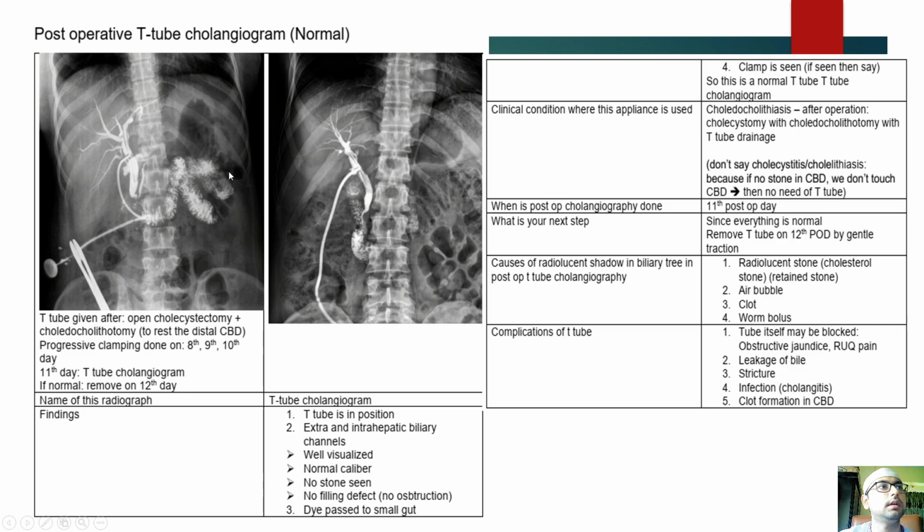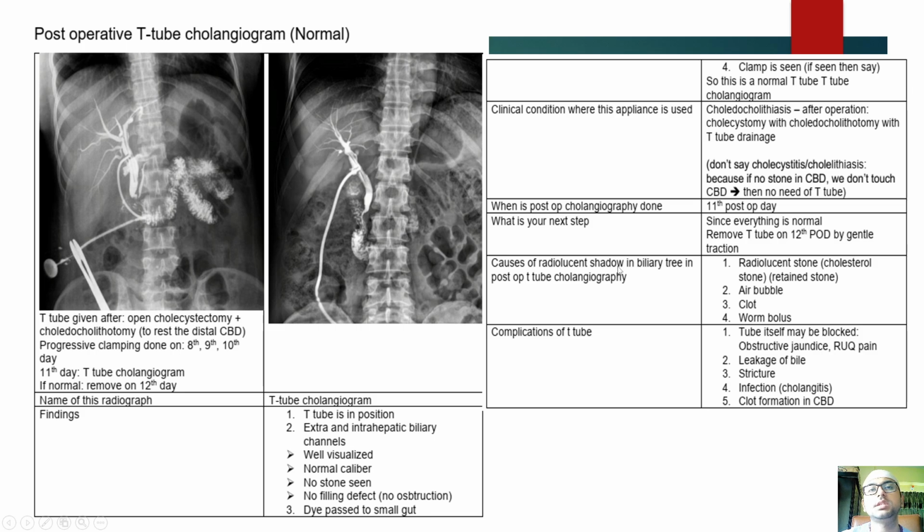So where is this investigation usually performed? After cholecystectomy with choledochotomy and T-tube drainage. This is the operation. And don't say cholelithiasis, no, cholecystectomy. So the treatment is cholecystectomy followed by choledochotomy and T-tube insertion. This is the total term. So what is the next step? Since everything is normal, the T-tube will be removed on the 12th POD, post-operative day, gently by traction.